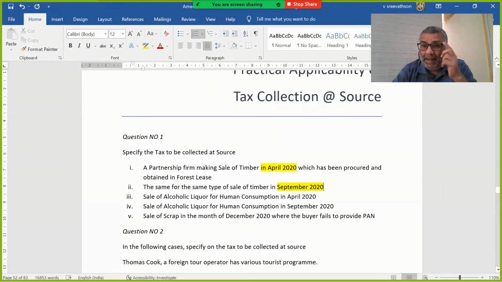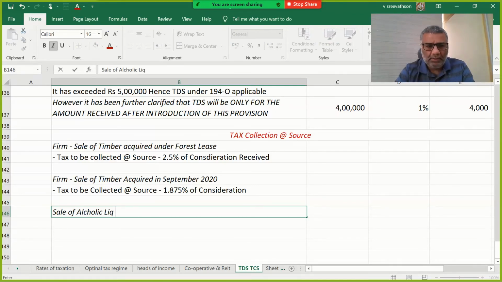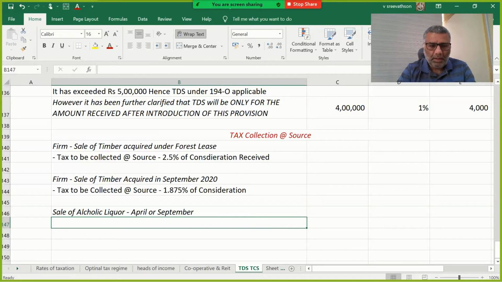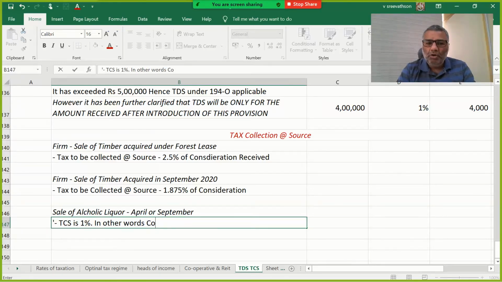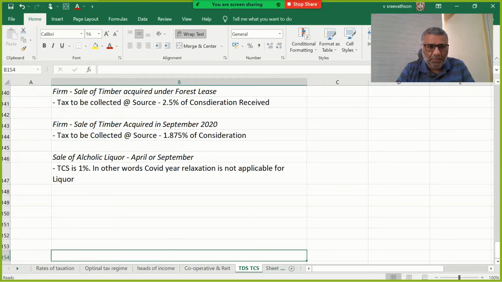Alcoholic liquor, my dear friends. As far as alcoholic liquor is concerned, there is no change. 1%, be it April or be it September, on sale of alcoholic liquor. TCS is 1%. In other words, COVID year relaxation is not applicable for liquor.